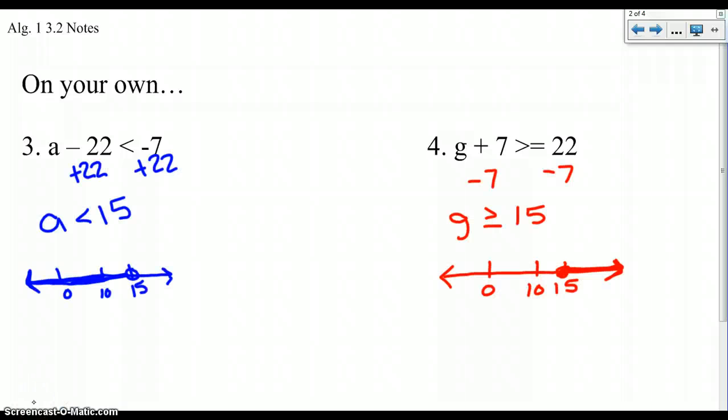Okay, I'm back, and you can see for number 3, all I did is I added 22 to both sides to get a is less than 15. So to graph that, it's not equal to, so we have an open circle at 15, and then a is less than, so it's all the numbers to the left of 15 that we need to shade. So then number 4, same thing, we just subtracted 7 from both sides, and we get g is greater than or equal to 15. Since it's equal to, we have a closed circle on 15, and it's all the numbers greater than 15, so we shade it to the right.